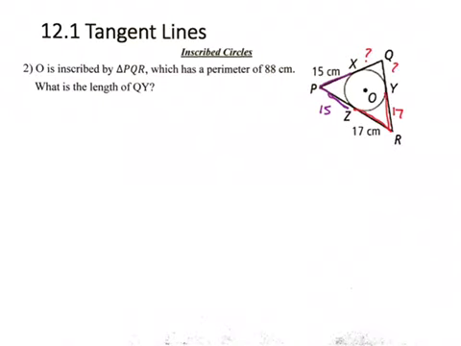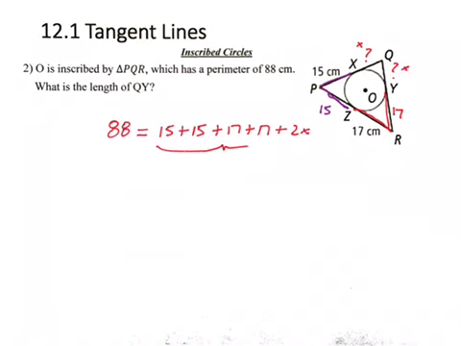But we don't know what QX and QY are, but we do know they're the same. So we can just say this is x and this is x as well. So what we can do is we can take the total perimeter of 88 and we're going to set it equal to everything we know. So we know 15 plus 15 plus 17 plus 17 plus, in this case we have 2 x's, so 2x. And now we're just going to solve this to figure out what those measurements would be.